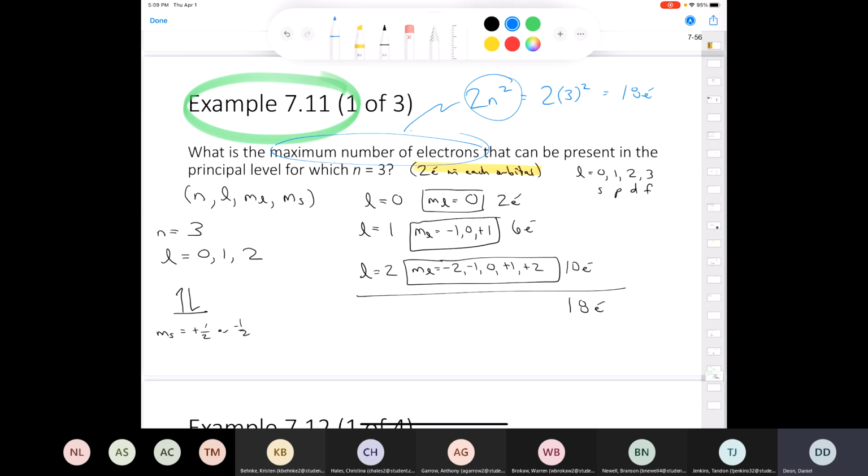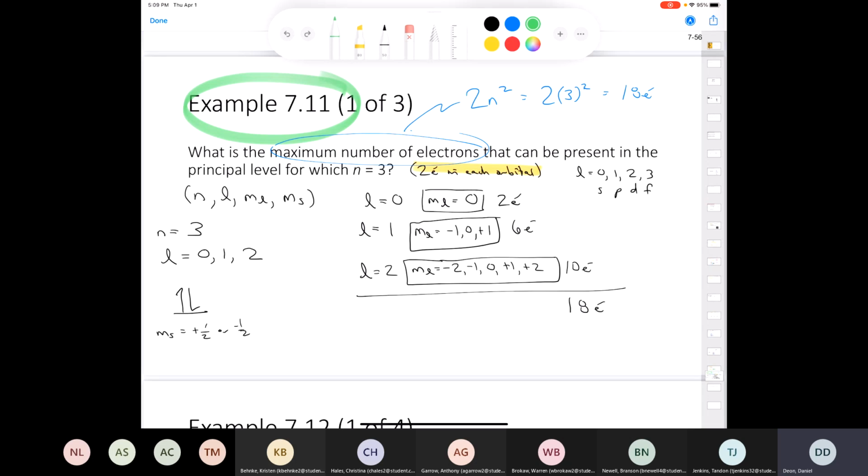Now, again, that's a shorthand. If you can memorize that, no problem. Be my guest, okay? But personally, I find the longer way a little bit easier to tally up the total number of electrons you can have when you have a principal quantum number of 3.